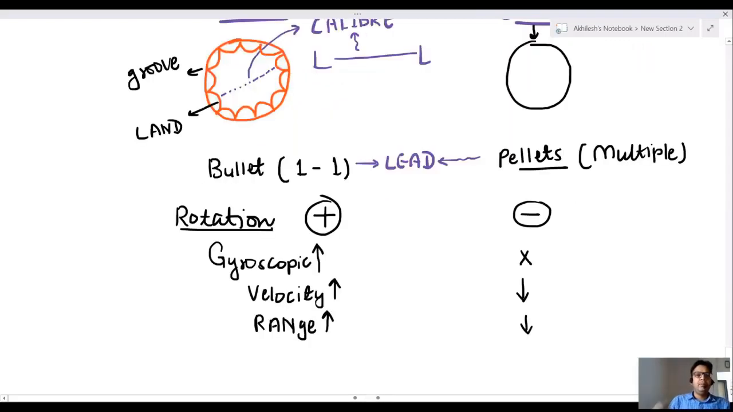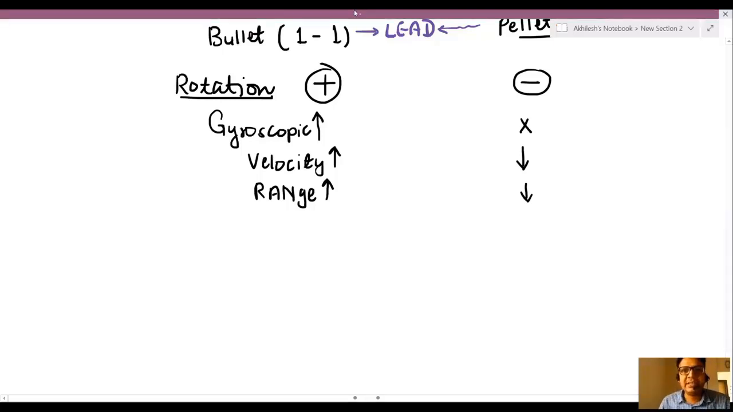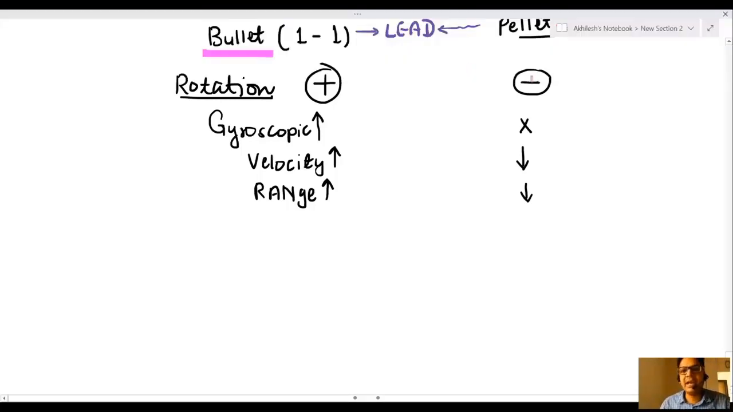Actually, it's very simple. Bullet is coming through land and groove. Land and groove are irregularities. If bullet is coming through the irregularity, bullet gets rotation. If it is rotated, there is increased gyroscopic moment, increased velocity, increased range. So one thing is clear: rifled firearm has good range and smoothbore weapon has less range. So this is a very simple difference. Here bullet is fired, here pellets are fired. Rotation present, rotation absent; gyroscopic moment, velocity and range increase. Here no gyroscopic moment, velocity is less, range is less.